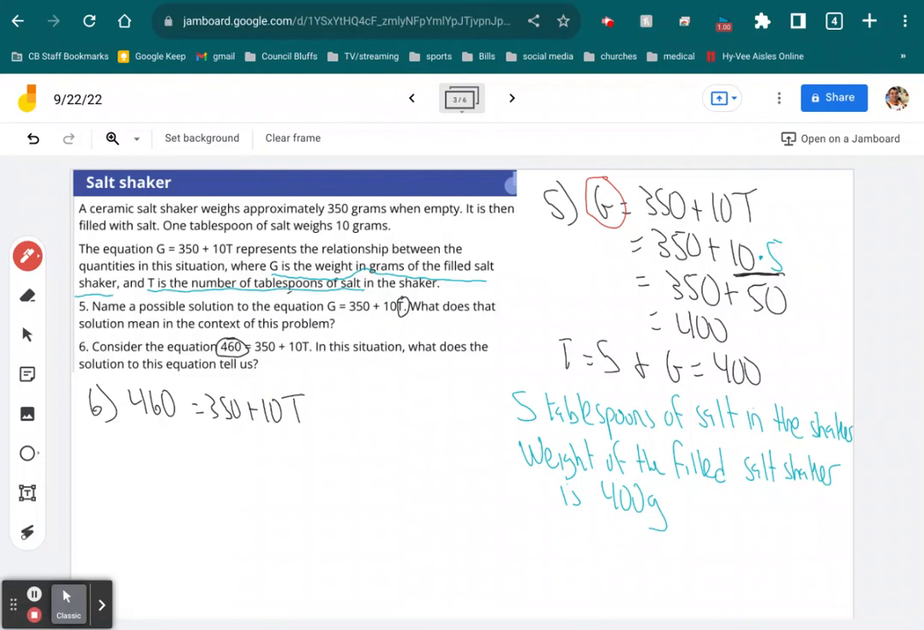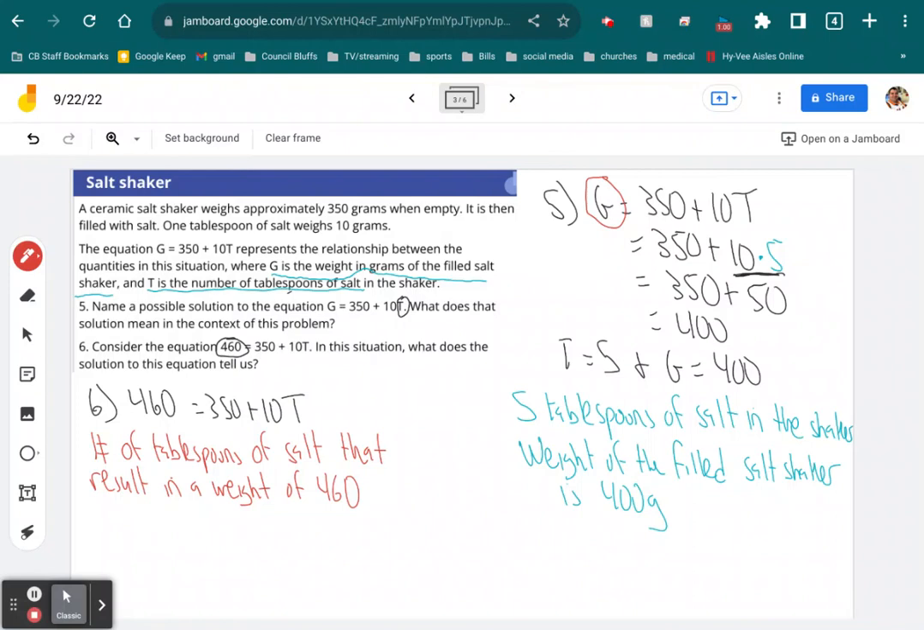The solution, if I solved for T, would be the number of tablespoons of salt that results in a weight of 460 grams. So the number of tablespoons of salt, because that's what T is, that result in a weight of 460, that would be the solution of this equation. That would be the solution in context.